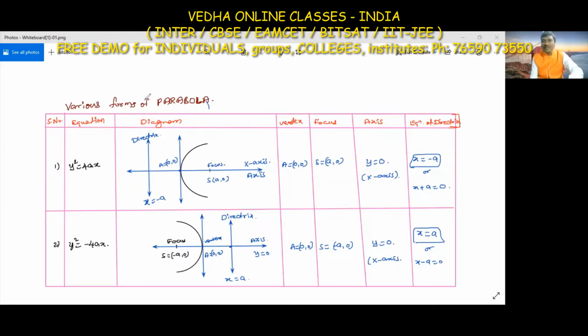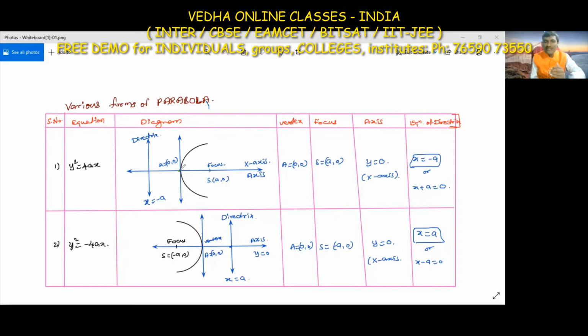Forms of the parabola. In the parabola, we have different types of parabola. So, forms are there. In that, the first form is y square equals 4ax. This is also called the standard form. In this standard form, we have the x-axis and y-axis, and the parabola starts from here.